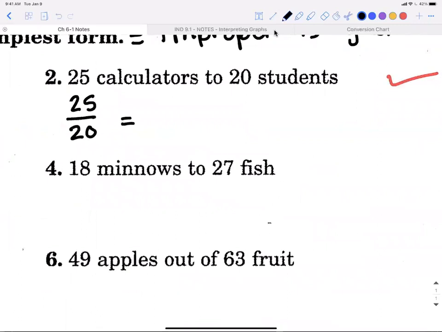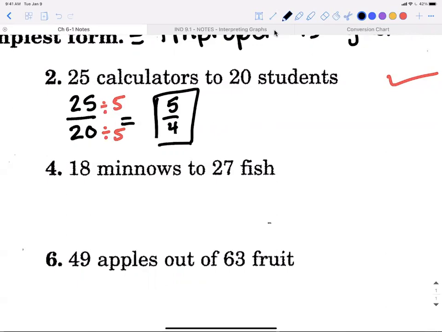They are both divisible by 5. I know that because one ends in a 5 and one ends in a 0. So I know I can divide top and bottom by 5. And when I do that, I get 5 over 4. 5's prime, so I know I'm done. That's my answer. And it's good to leave it as improper, because what this means is that for every 5 calculators, you have 4 students. So you want to leave it as a fraction that tells you your ratio of calculators to students.